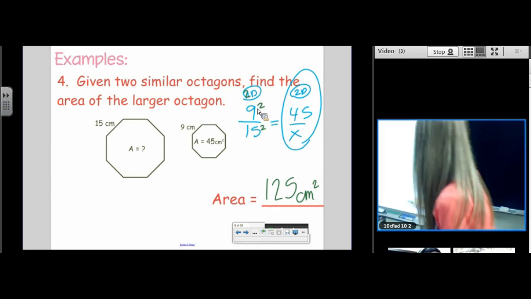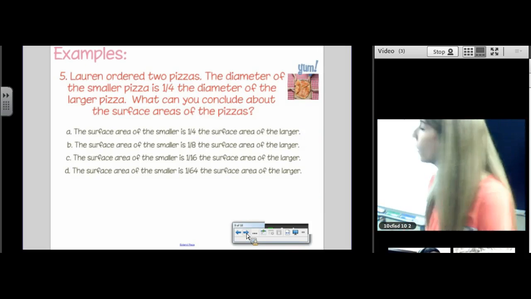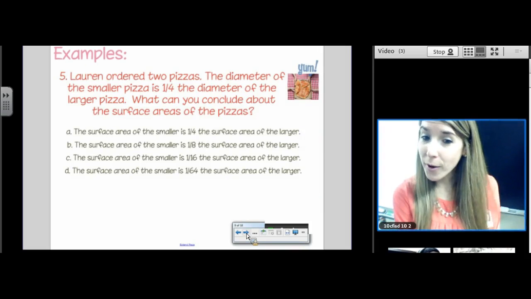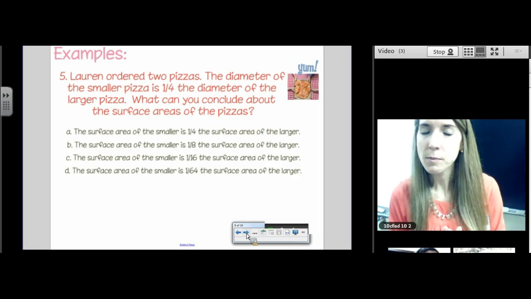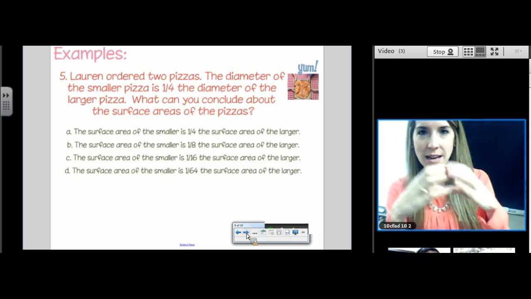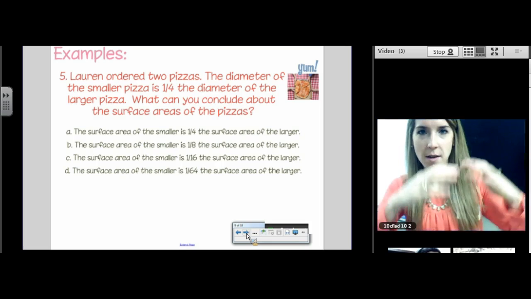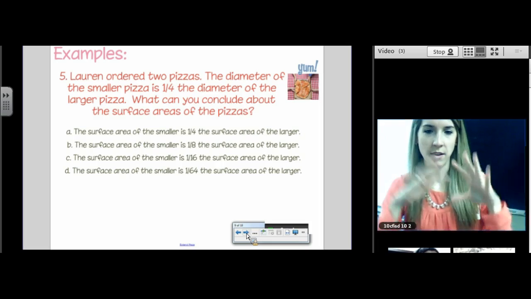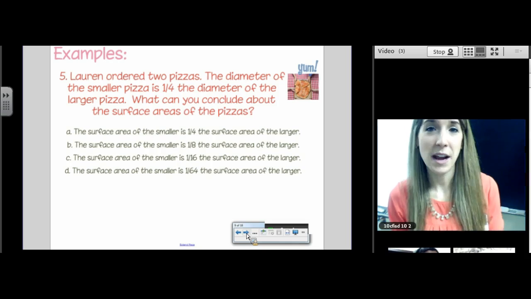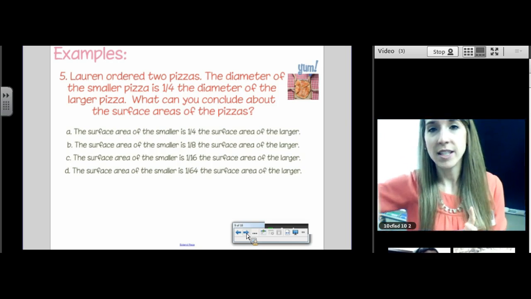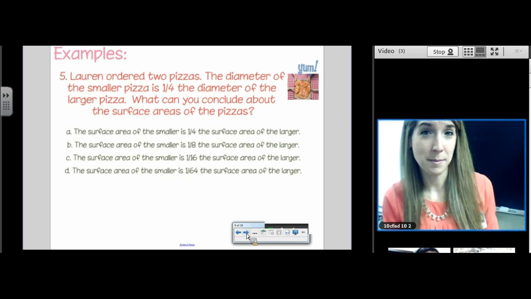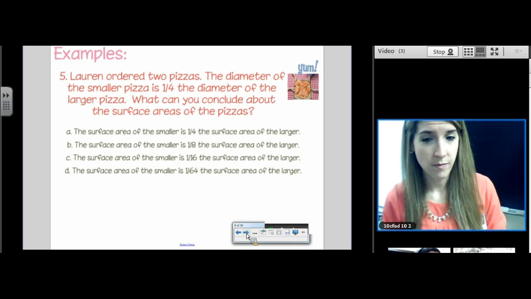Two more problems. Lauren ordered 2 pizzas. The diameter of the smaller one is 1/4 the diameter of the larger. What can you conclude about the surface areas of the pizzas? We do this at my house. I make little mini pizzas for my daughters, and I make one big pizza for me and my husband because they like to decorate their own. So theirs is probably maybe 1/3 or 1/4 the diameter of mine. But when we're spreading cheese out in the middle, does that mean they get 4 times less cheese than the larger one?